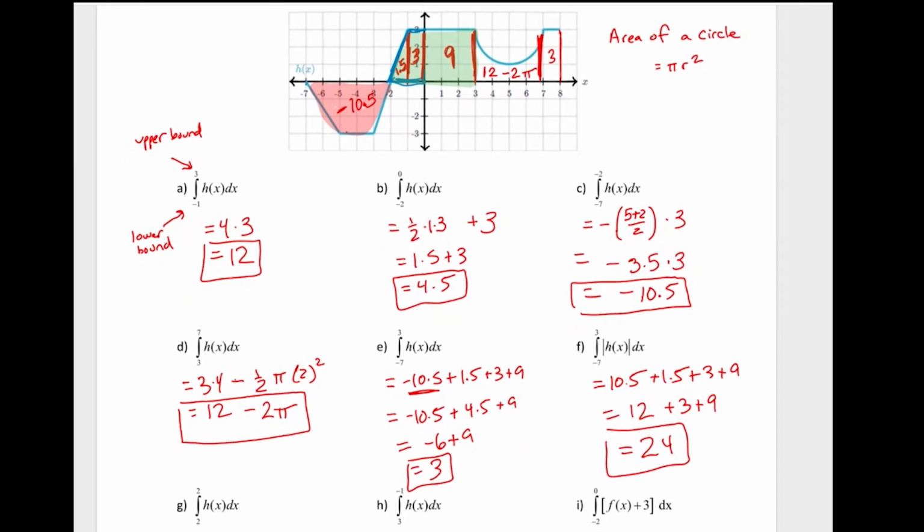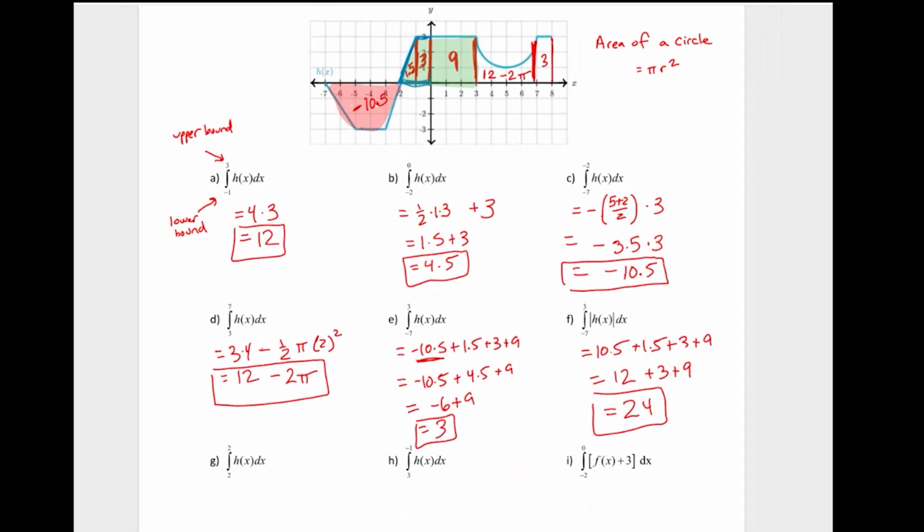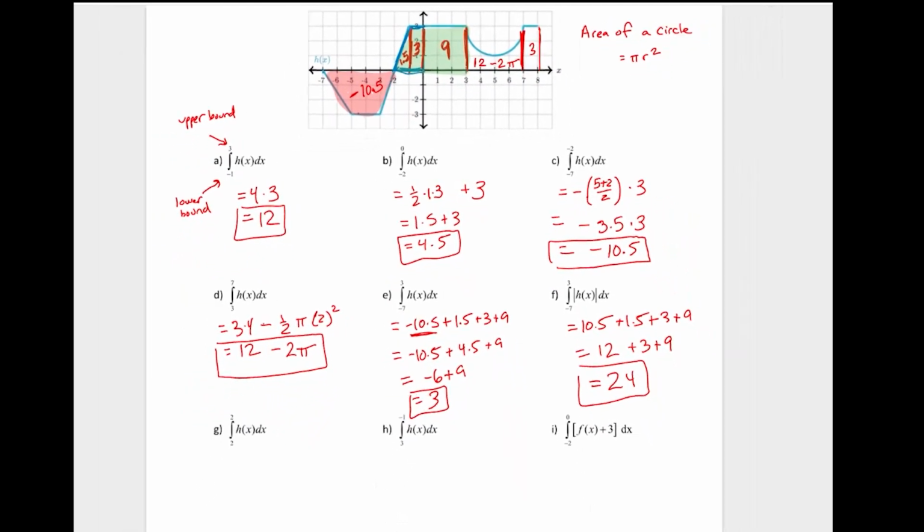Letter G. Let me zoom out a little bit. Sorry I have to zoom out so much, but I want you to be able to see that graph. It says h of x, we want the area between 2 and 2. All right, so if we want the area between 2 and 2, the lower bound is the same as the upper bound. So we really want the area of just like this little strip here.